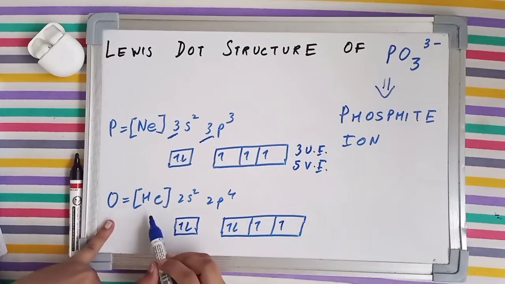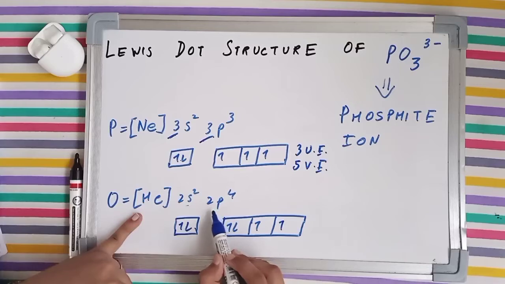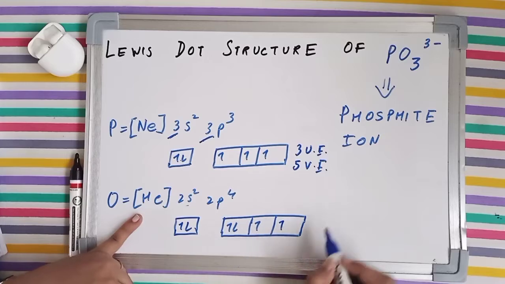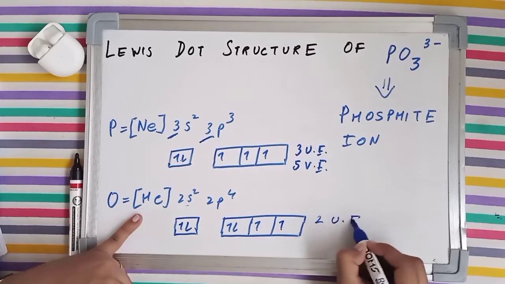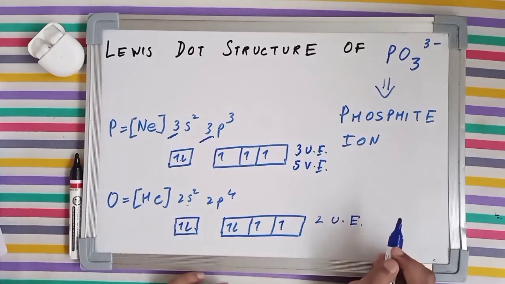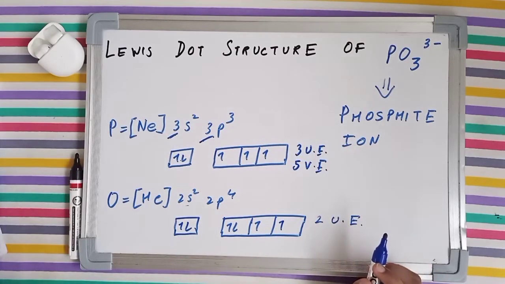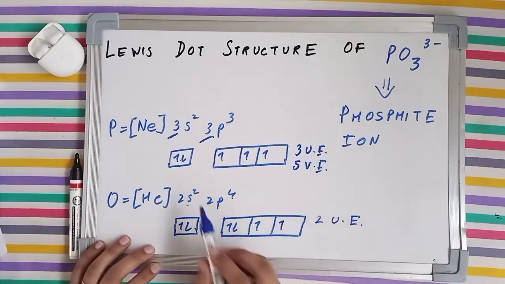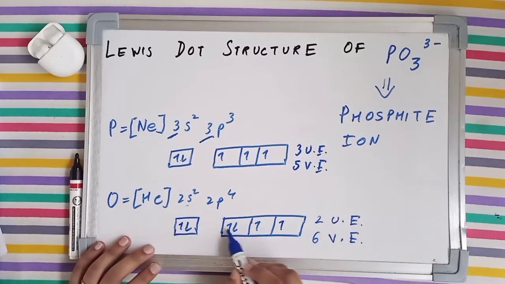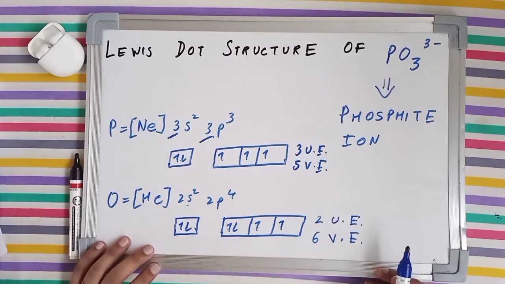Oxygen has its electronic configuration as the inert configuration of helium, and then 2s2 and then 2p4. 2s has 2 electrons, whereas 2p has 4 electrons. It has 2 unpaired electrons, which means oxygen will make 2 single bonds or 2 covalent bonds. The number of valence electrons is 2 plus 4, 6 valence electrons. You can count it from here also, 6 valence electrons, right?